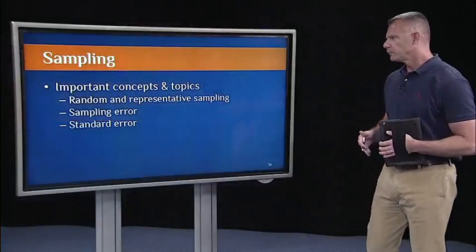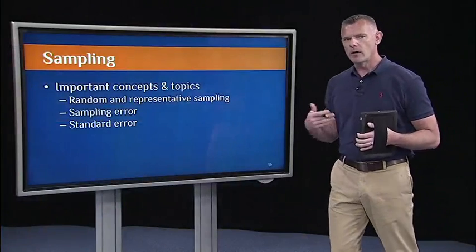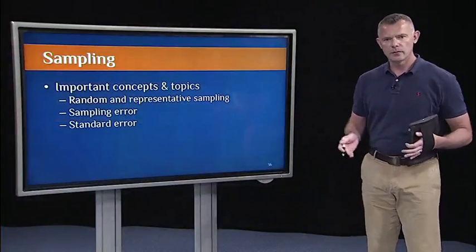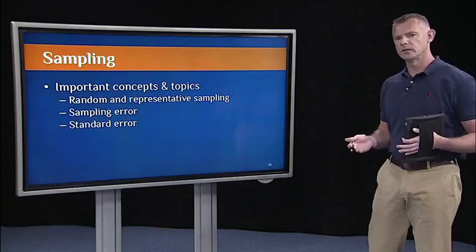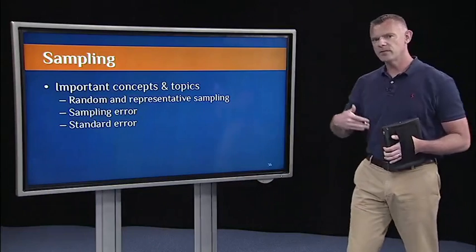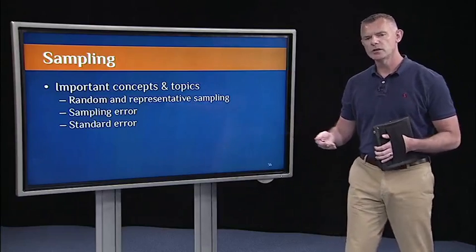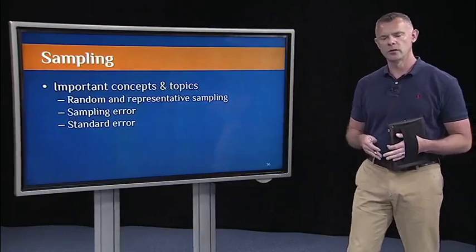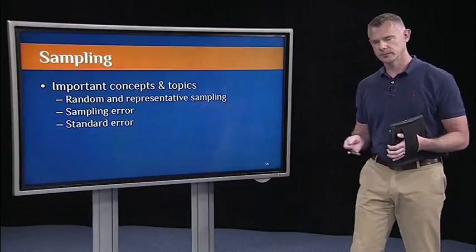So, in this segment, we're going to talk about the importance of random and representative sampling. We talked about this back in the first week when we talked about descriptive statistics, but I want to emphasize this again in relationship to measurement issues and with respect to evaluating correlations.